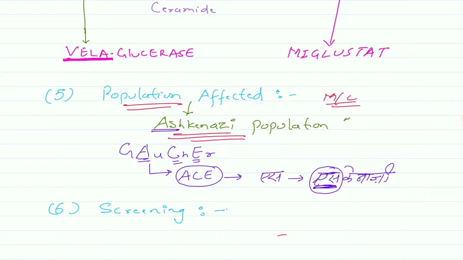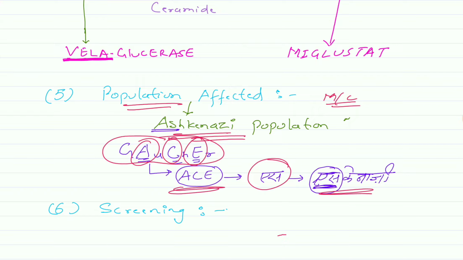So, how will you remember that the Ashkenazi population is most commonly affected? This is very simple. Just write Gaucher here. In Gaucher, just take A, C, and E. This A, C, E will tell you that its pronunciation is S. S means Ashkenazi population. So S in Gaucher itself is telling that Ashkenazi, just derive Ashkenazi population from the ACE. So the Ashkenazi population is most commonly affected.